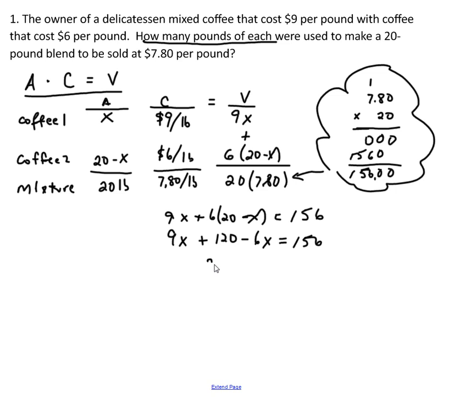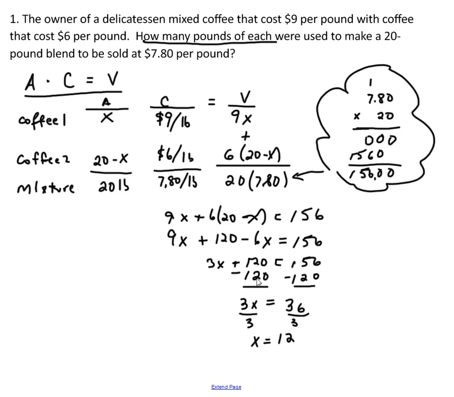Let's combine our like terms to get 3x. 9 minus 6 is 3x, plus 120 equals 156. So we subtract 120 from both sides of this equation. We get 3x is equal to 36. So let's divide both sides by 3, and sure enough, we should get our solution pretty quickly. X is equal to 12.